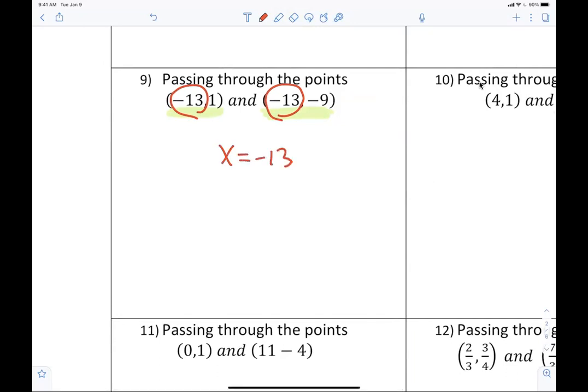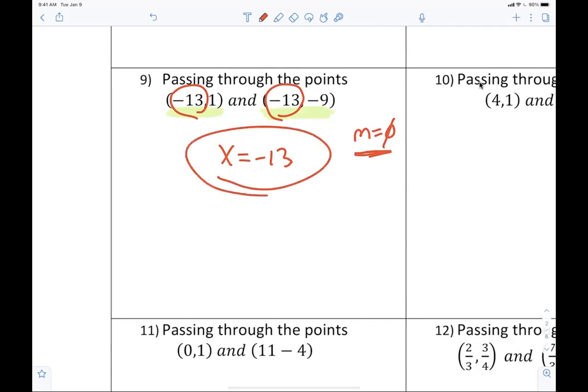If you calculate the slope, you will get a slope that is undefined. I'm not interested in the slope, I'm interested in the equation. Once you knew the slope was undefined, and that's good to know, it means it's vertical, and verticals are always x equals. Verticals are always x equals.